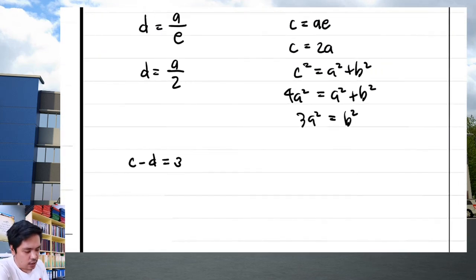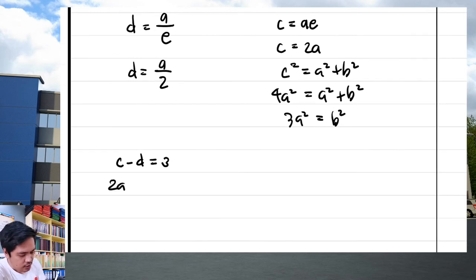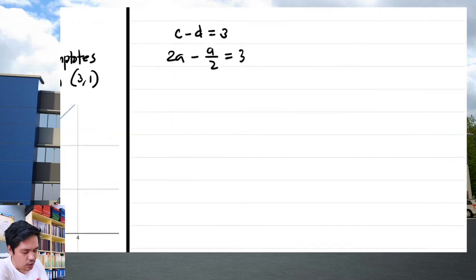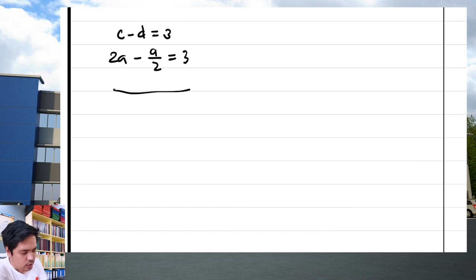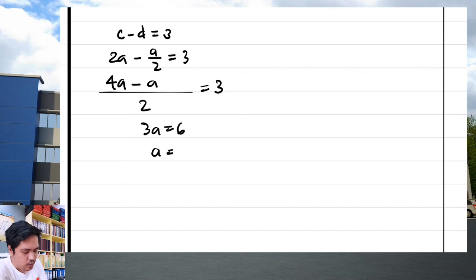And from here, we know that C is 2A, and D is A over 2. So 2A minus A over 2 should be equal to 3. So the LCD is 2. So we have 4A minus A should be equal to 3, so 4A minus A, that's 3A equal to 6. So A is equal to 2. So we have now the value of A.